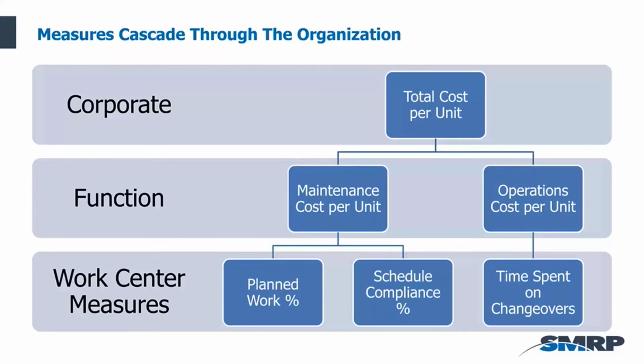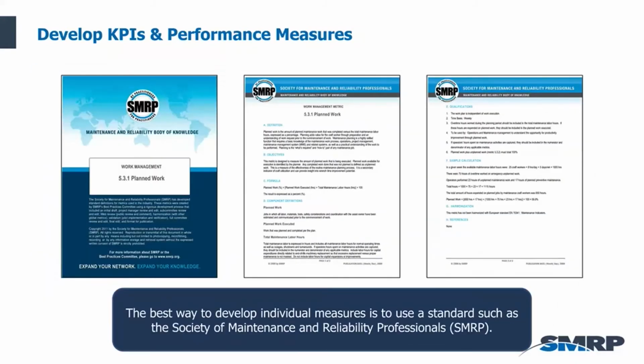At the work center level, though, that's where leading indicators have the most impact. So the percent of planned work and the percent of scheduled compliance are things that can certainly feed into the maintenance cost per unit. Just as within operations, the time spent on changeovers can have an impact on operations cost per unit. So the idea here is to consider both leading and lagging indicators and also make sure that they're aligned and cascade down through the organization.